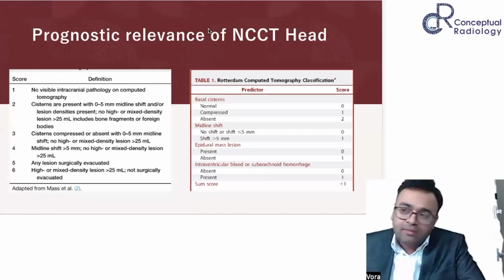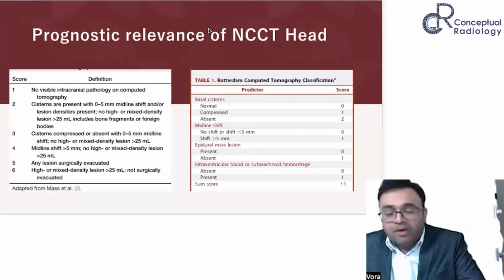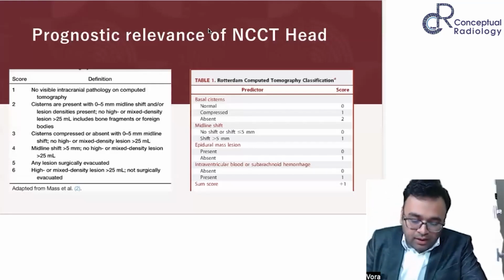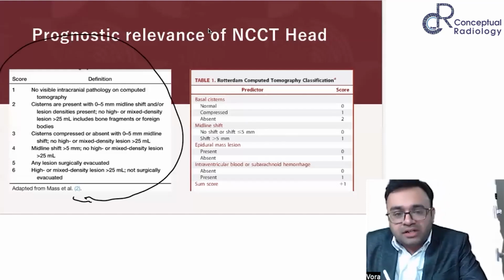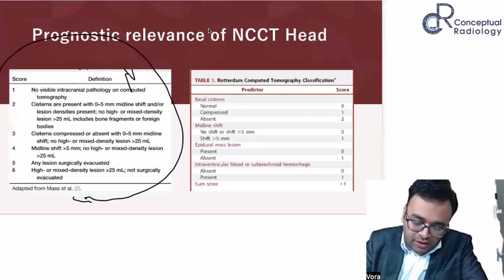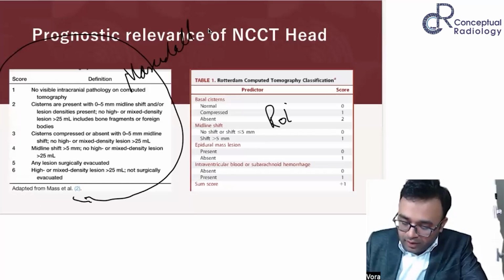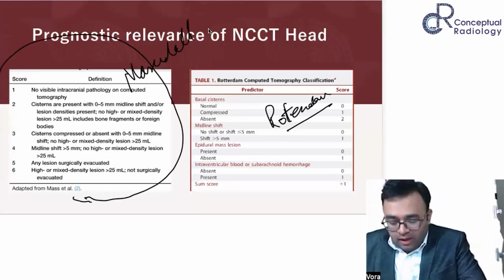So on a daily basis, on a night of a trauma casualty, our SRs end up seeing a lot of CT heads. But what is the relevance, the prognostic value of the CT head? The prognostic value of CT head is based on these two scorings. This was the old scoring, which is the Marshall scoring. The latest is called the Rotterdam. So this actually shows what you need to look for in a CT, because this is a prognostic scoring.